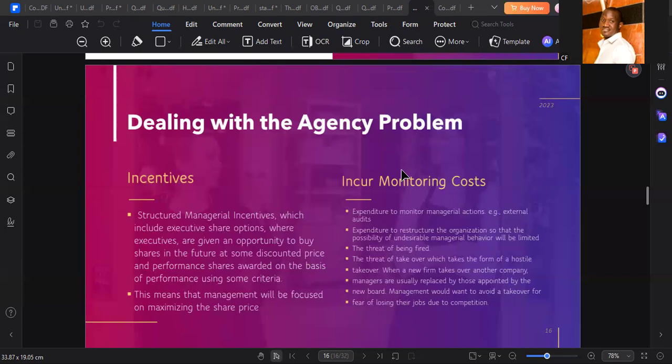The other one is monitoring costs. The shareholders could put in place a monitoring mechanism, for instance, auditors, to check that the costs are in line with expectations. They also restructure the expenditure in the organization so that there is an impossibility of undesirable expenses. Also, putting in place threats of firing when they are not acting in line with expectations, or the threat of a takeover, where a hostile company may come and take up their jobs if they don't act in the best interest.